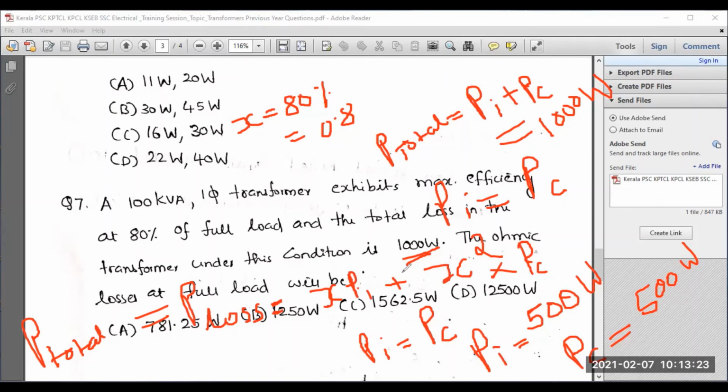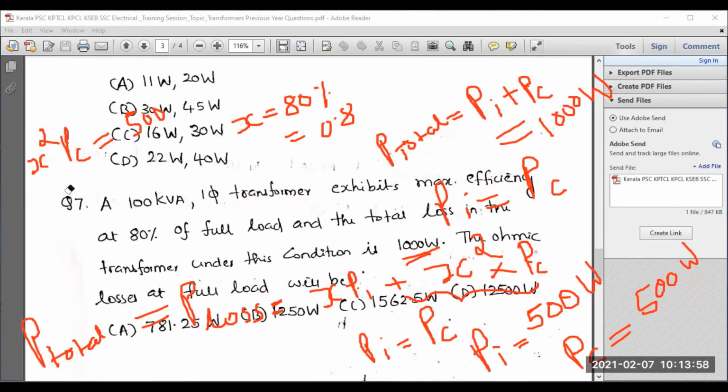Okay, therefore, what can I do? I have to calculate the copper loss. Let us consider the second term. So copper loss, I can write as X square into Pc. X square into Pc is equal to how much? 500. What is 500? 500 is nothing but copper loss. X square into Pc is equal to 500.